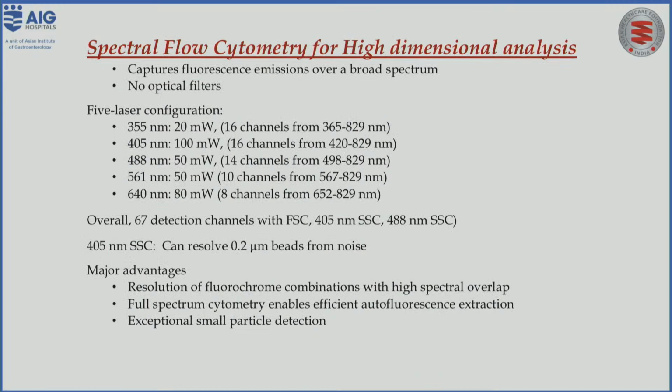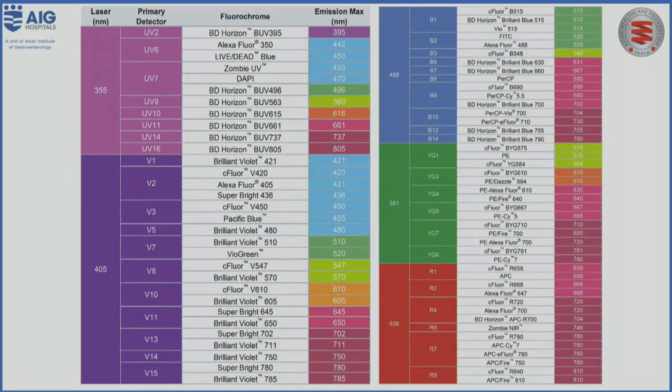So here is spectral flow cytometry for high dimensional analysis, using more than 40 to 50 fluorochrome parameters. So we have to use high dimensional analysis. Different fluorochromes are available with different lasers. Here, with the lasers that you have, more than 60 fluorochromes are available in this panel.